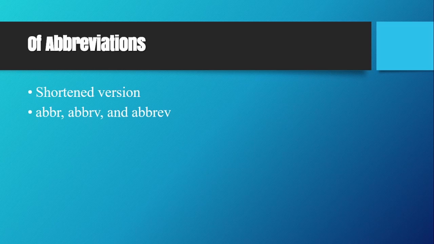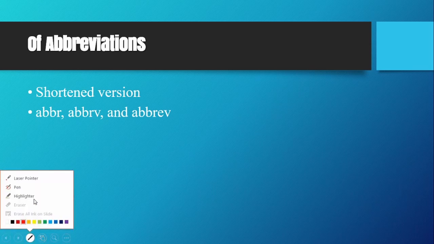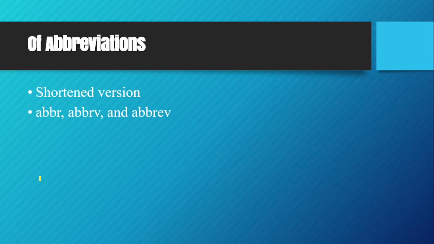It may consist of a group of letters or words taken from the full version of the word or phrase. For example, the word abbreviation can itself be represented by the abbreviation like ABBR, ABBRV, and ABBREV. Apart from abbreviations, there are also initialisms, acronyms, shortenings or clippings, and contractions.